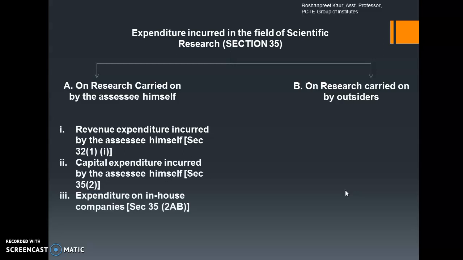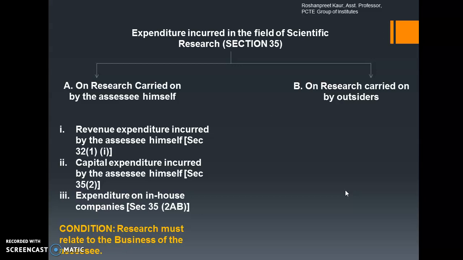Under the research being carried on by the assessee himself, what deductions are allowed? One is revenue expenditure incurred by the assessee himself. If the assessee has incurred certain revenue expenditure, then that expenditure is allowed as a deduction. Second, if any capital expenditure is incurred by the assessee, then what are the conditions? And if expenditure is on in-house research by companies, then what are the conditions? Now, an important thing to be noted here is that the research must relate to the business the assessee is doing. It should not be anything which is not related to the business.